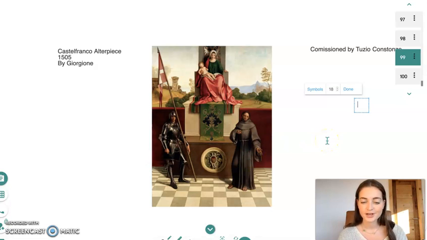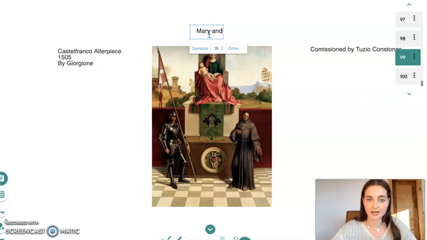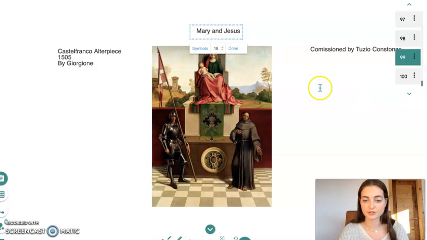Now, let's have a look. This is an oil on panel piece. If I'm going too quickly or you have any questions, just let me know. I'm happy to repeat anything. So with this in mind, looking at the piece, is there anyone you can identify? Absolutely, that is Mary and Jesus at the top.